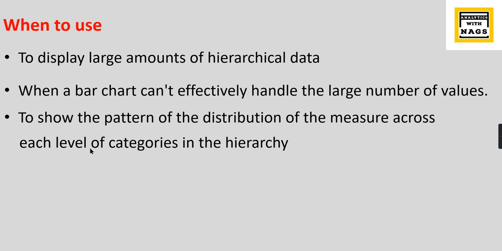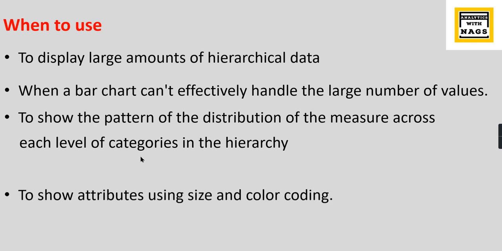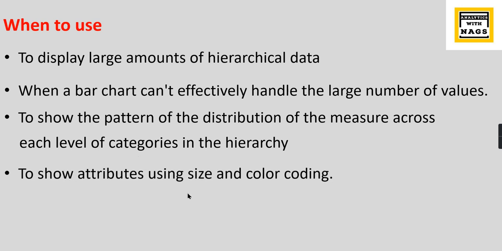It can be a hierarchy, or it may be only for categorical values. So basically, to demonstrate the distribution between the categories, that is the main objective of this visual. And to show the attributes using size and color coding. A lot of visuals show distributions based on size and color coding. In our previous video we saw the bubble chart, where the greater the size, the higher the value. Similarly, we can show the attributes in this tree map using size and color coding.